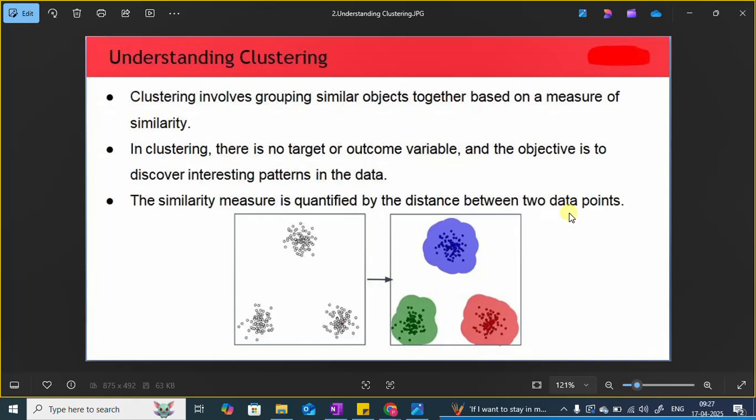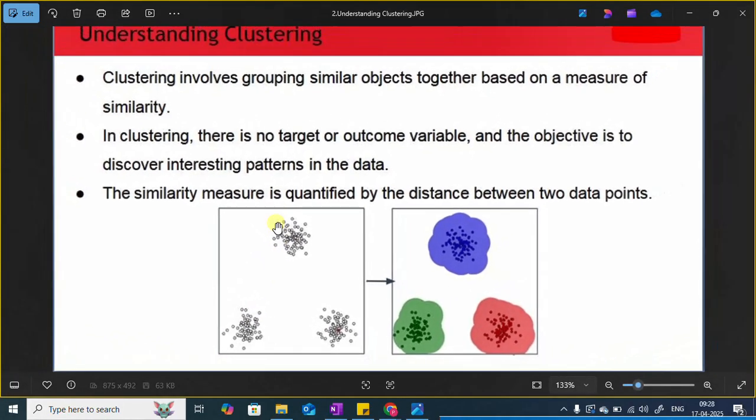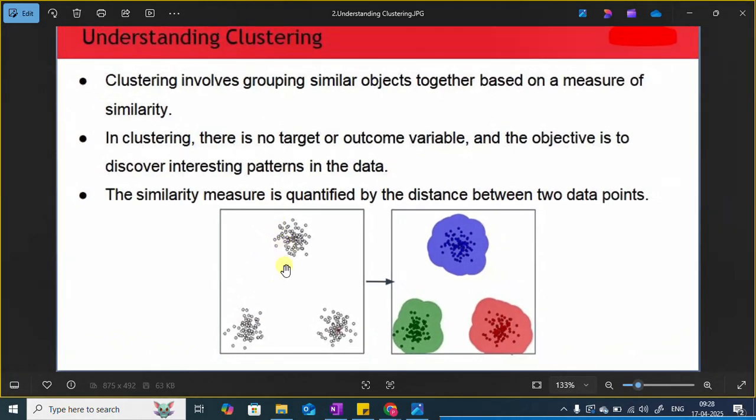Now you can ask me, sir, if it is an object, for example an animal data set or a fruit data set, there are different similarity features we have to consider, maybe shape, size, color, and so on. But let's say it's a data point like this. It's just a point. It does not have color, shape, or size. Then how do I measure?